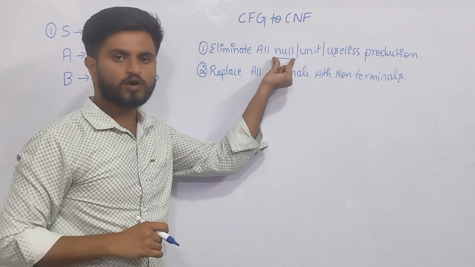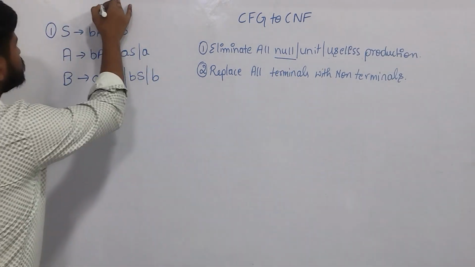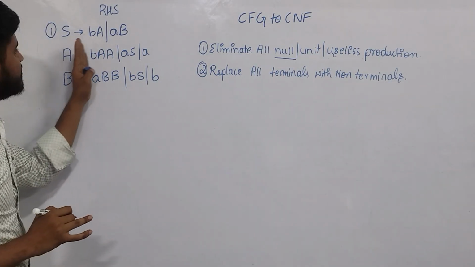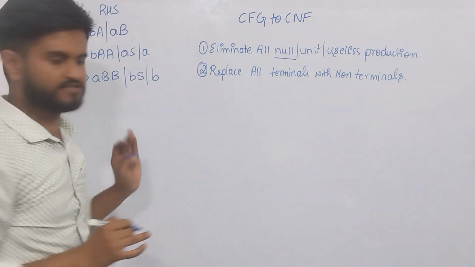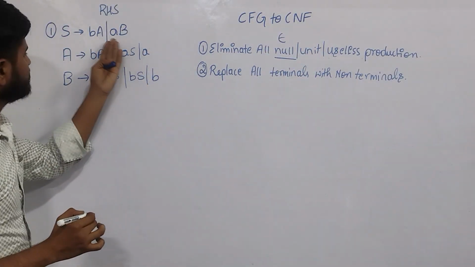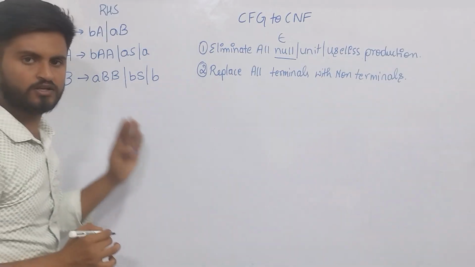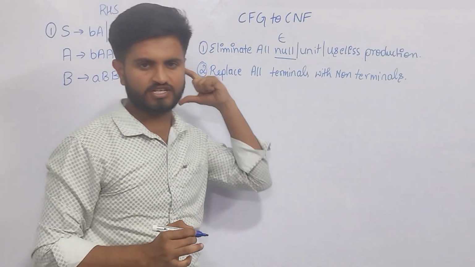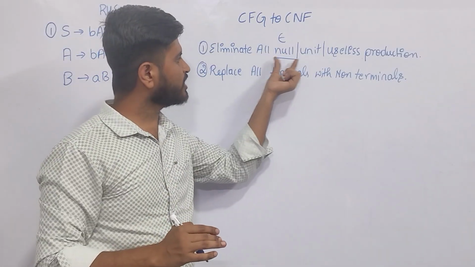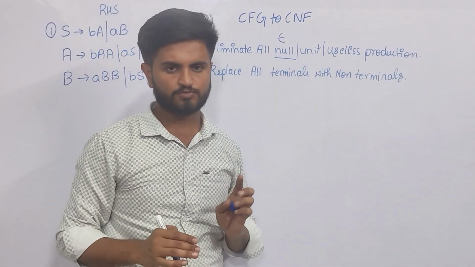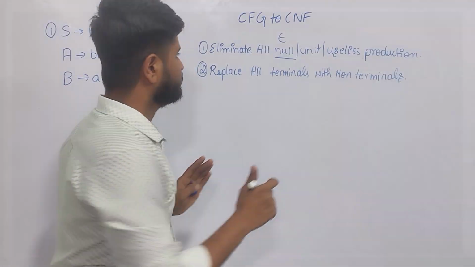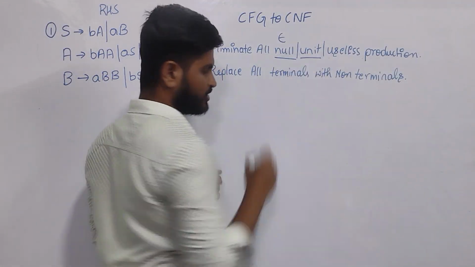Now let's discuss what is null production. In the right hand side of the given production, check whether any epsilon is there. Null means epsilon. Is epsilon there as a separate production? No. So there is no null production in the given problem. No need to remove it. The video links of how to remove null production, unit production and useless production will be given in the description. You can access it.